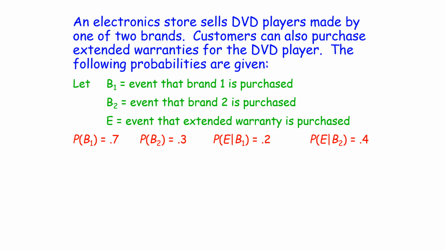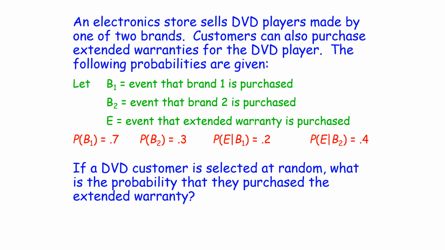The probability of B sub 1 is going to equal 0.7. The probability of B sub 2 is going to be 0.3. The probability of E, given that they bought the first DVD player, is going to be 0.2. And the probability that they bought the extended warranty, given the second DVD brand player, is going to be 0.4. If a DVD customer is selected at random, what is the probability that they purchased the extended warranty?